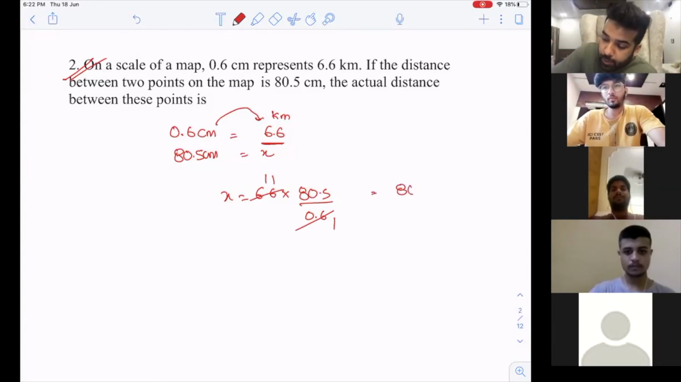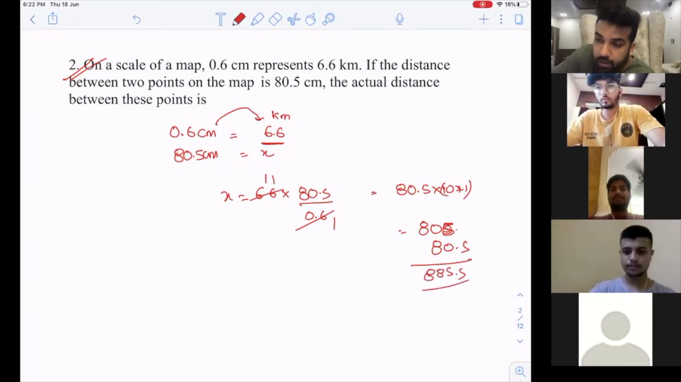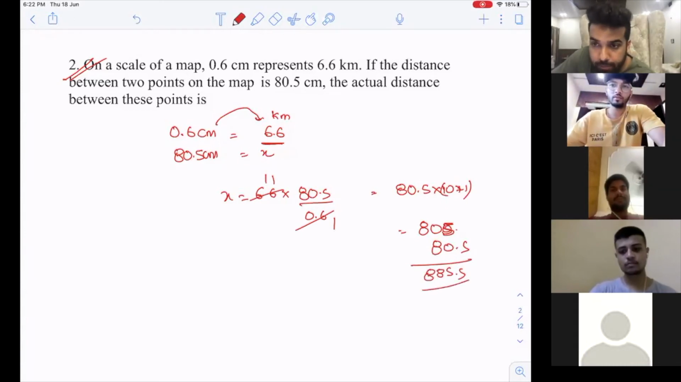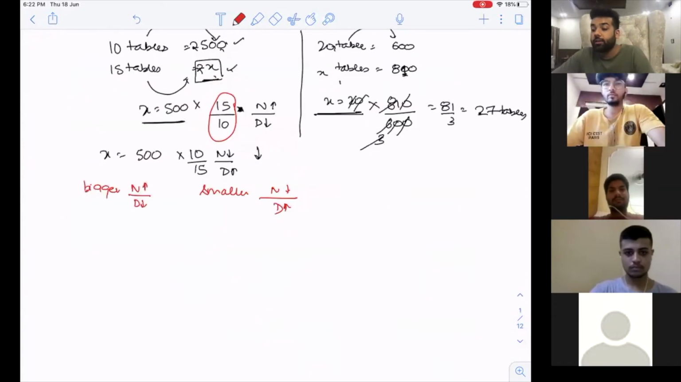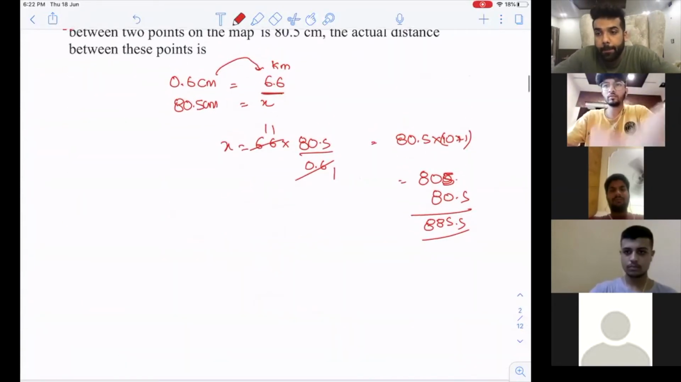This is 80.5 into 10 plus 1. Yes or no? So this would become 805. Yes or no? 1 would become 80.5. So this would become 885.5. Clear or not? Is it clear? Sorry, Niharika said the wrong answer. It was 885.5. Is it clear, everybody? Clear? So we basically multiply like this.